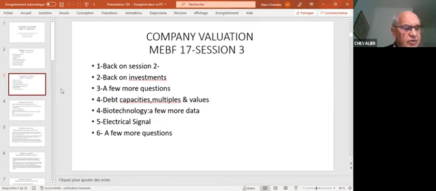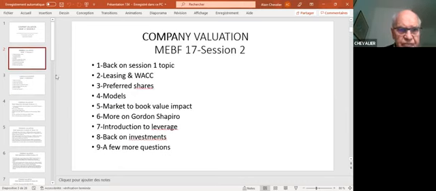We will start with this exercise which is called part 5, debt capacities, multiples, and values. The name of the company then is Aline. And we have a few questions in this exercise which allow us to go through other kinds of calculation and concepts compared to what we did in the preceding sessions. So this is what we plan to do.